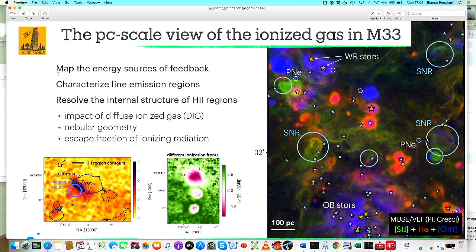So we do all of this by combining our MUSE datasets with multi-wavelength bands available, as well as exploiting tools such as new generation photoionization models and machine learning techniques based on neural networks. So more details are in the poster, and thank you.